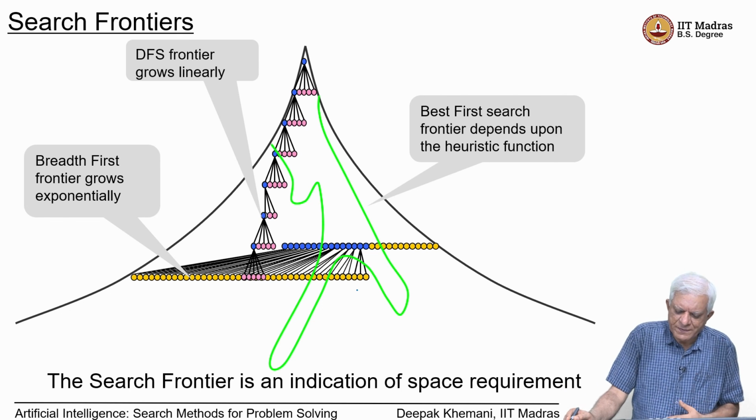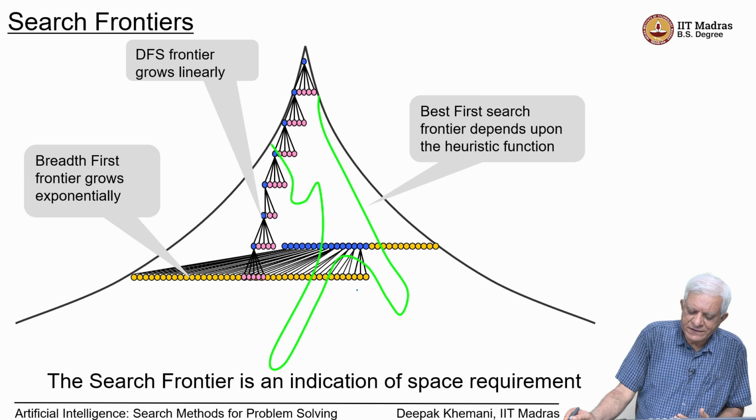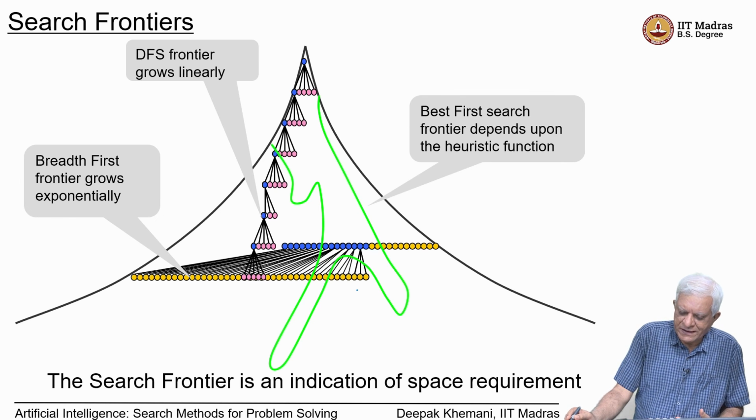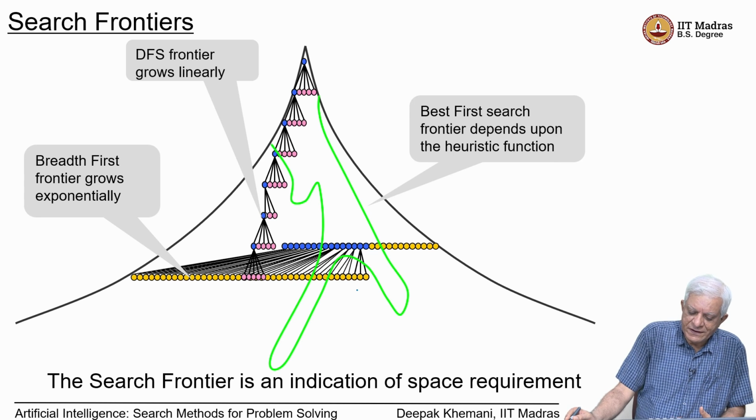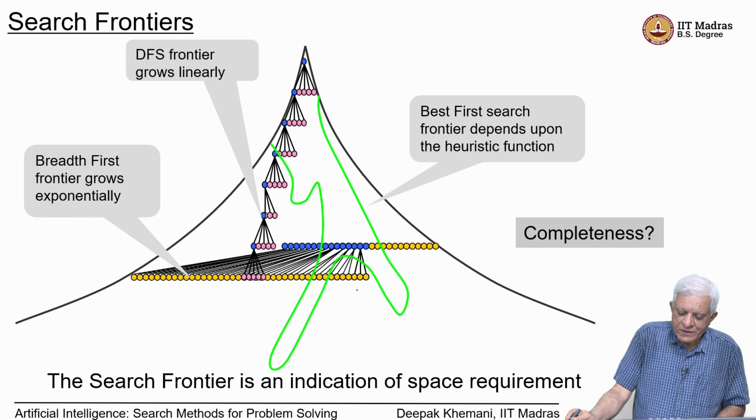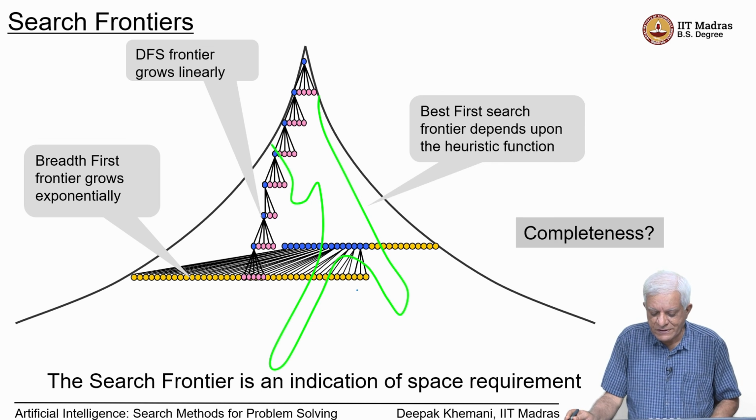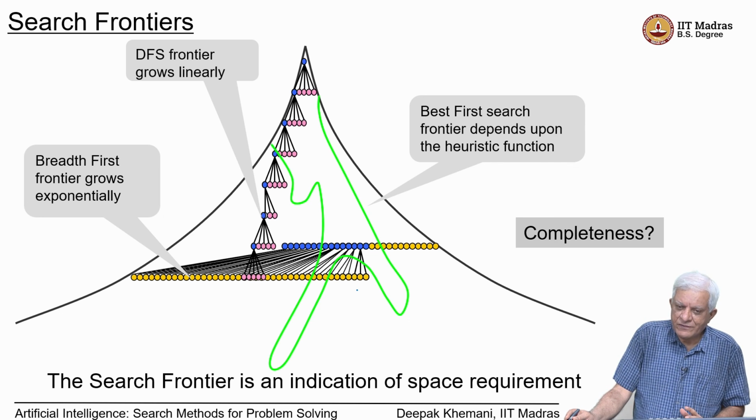In practice, for best first search, the search frontier is not very well defined. It really depends upon how good your heuristic function is. If the heuristic function were to be perfect, then it would be linear, just like depth first search, but in practice it is not. What about the other qualities that we looked at, completeness and quality of solution? Will this algorithm find a path to the goal?